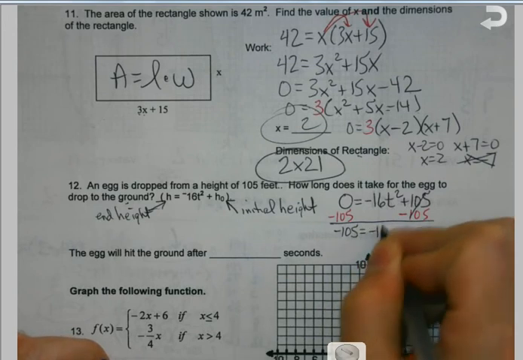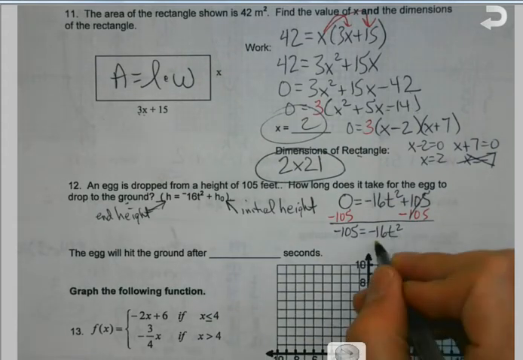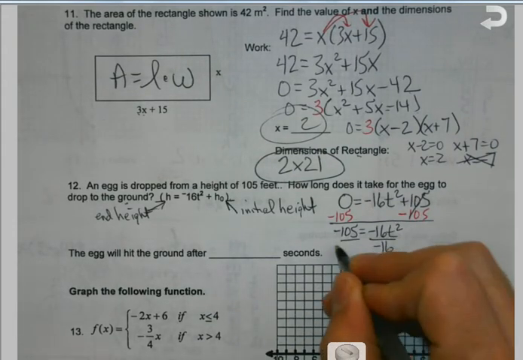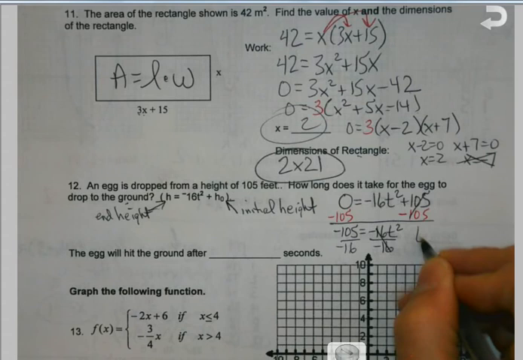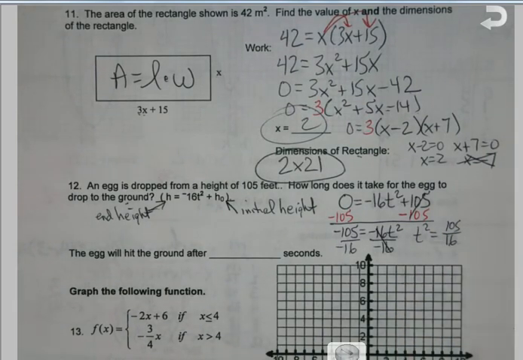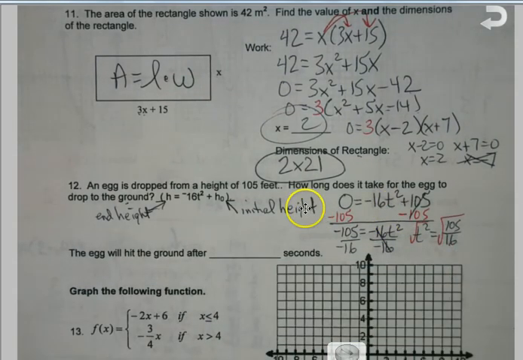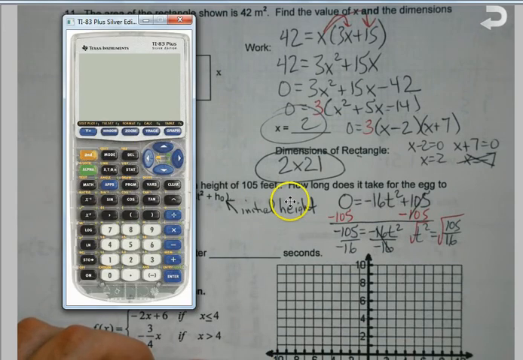So again, my whole thing here is to solve for t so I can figure out how much time it's going to be before the egg hits the ground. Divide by the negative 16. And again, this is our opportunity to use a decimal, because we don't speak saying the egg will hit the ground after the square root of 105 over 4 seconds. Now, if you wanted to do that as a gag with somebody, that's all fine and good, but nobody else is going to take you seriously.